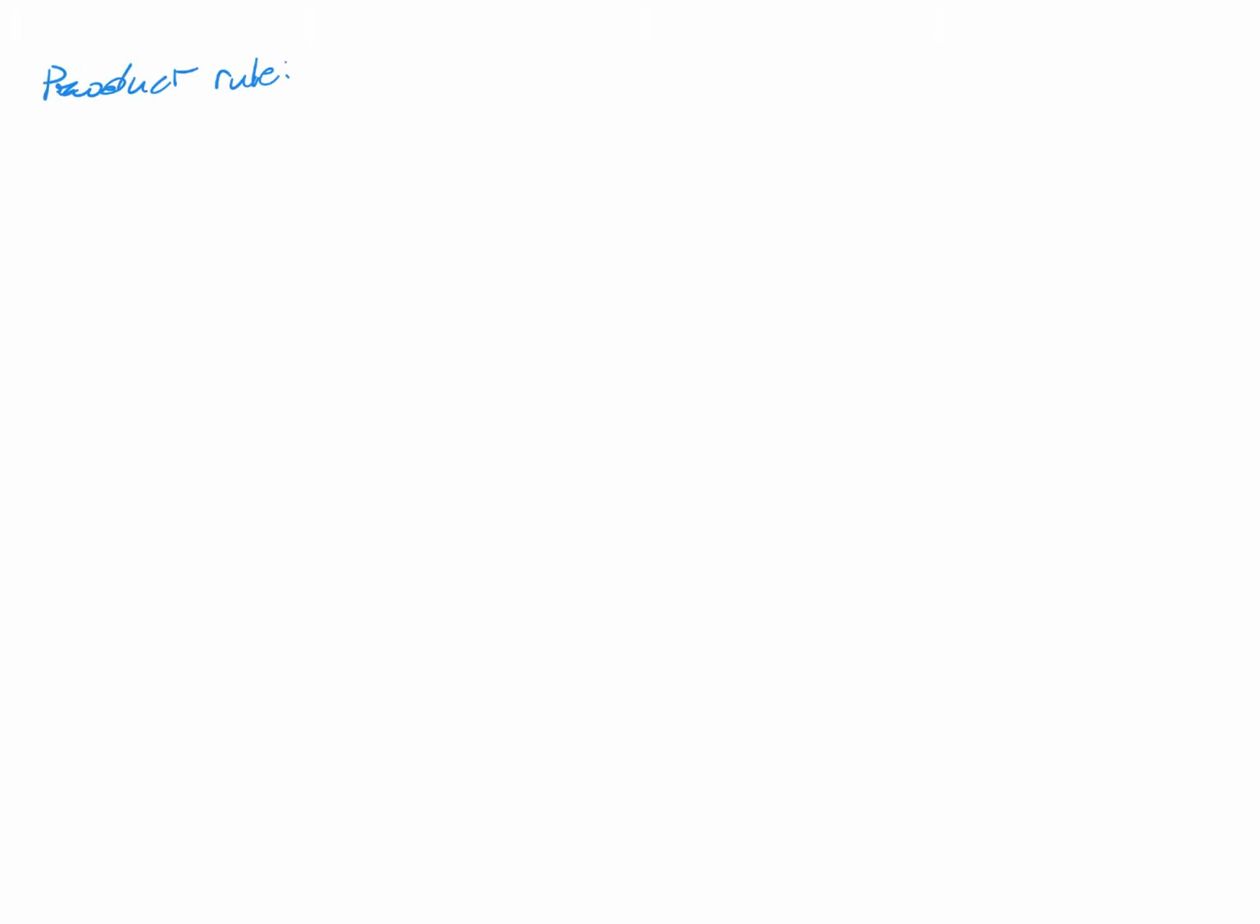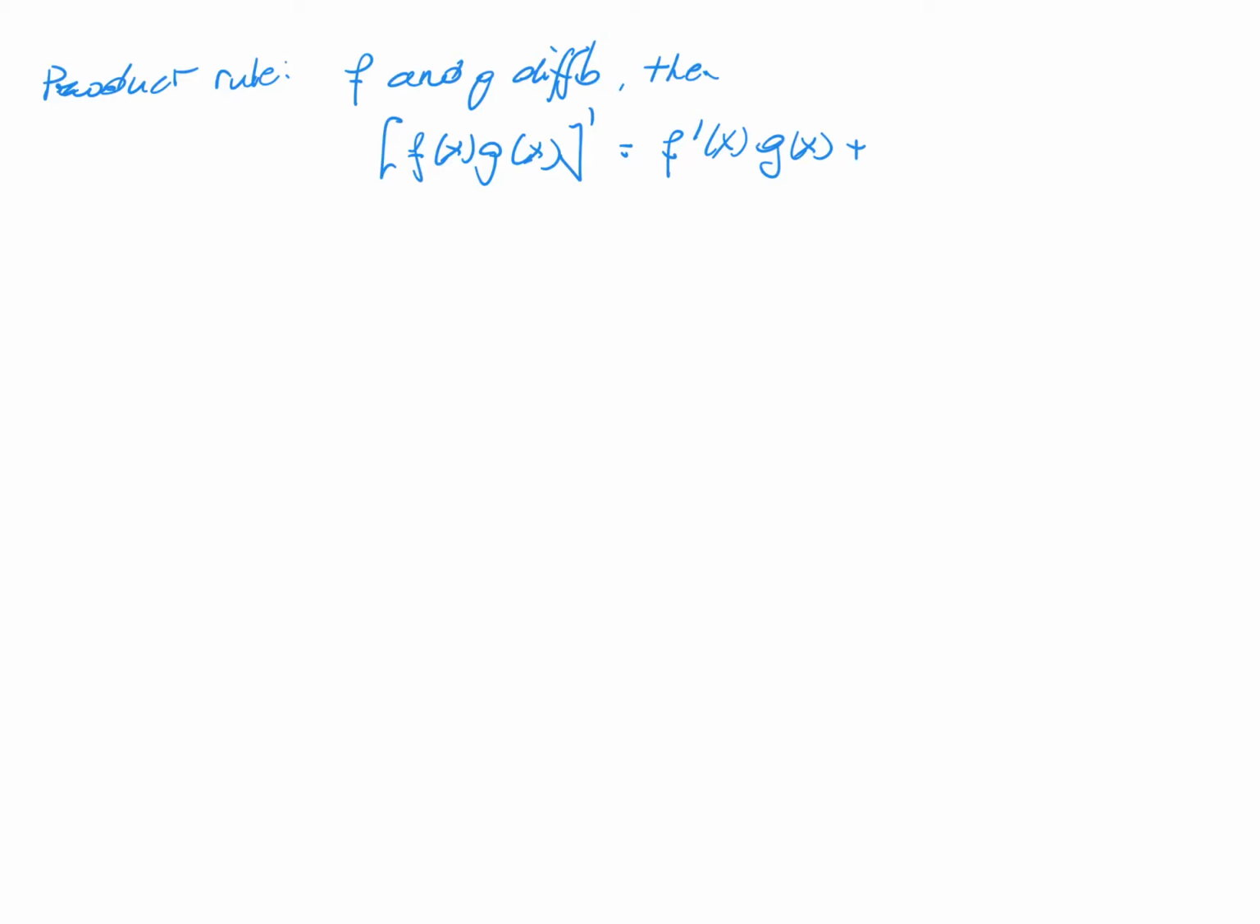We have two functions f and g. They are both differentiable. Then, if we take f of x times g of x, and we want to derive this, this is the derivative of f times g plus f times the derivative of g.